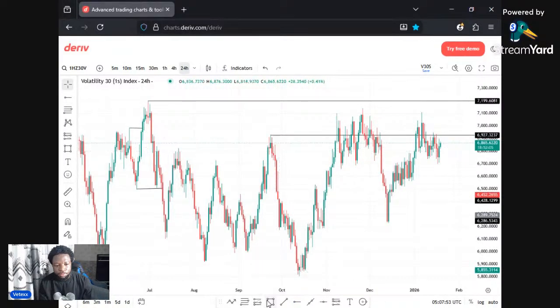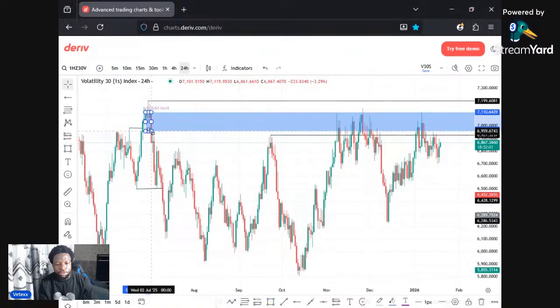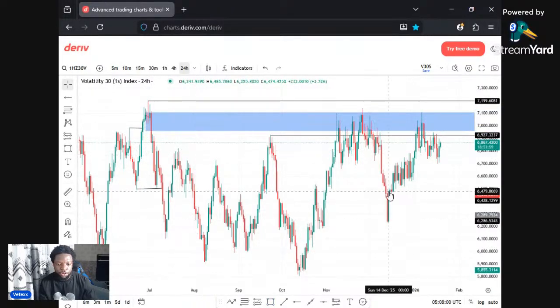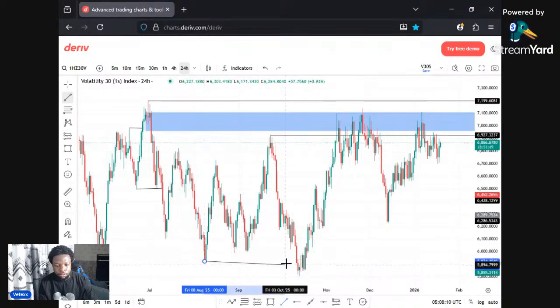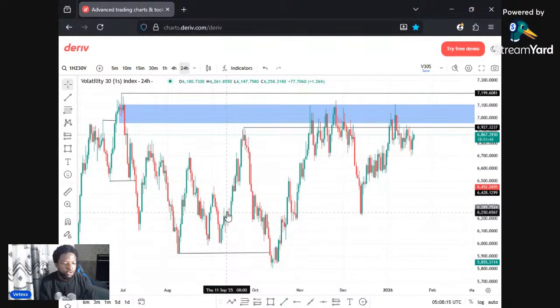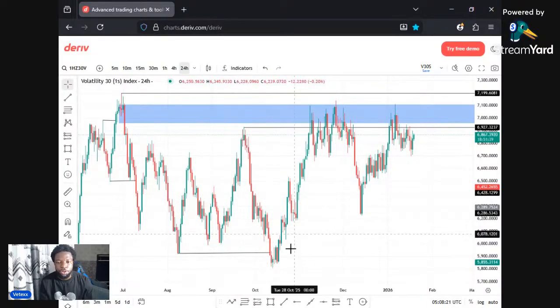Okay, and this zone becomes our POI. Our price needs to take out and start moving to the opposite direction. And this is our second break. So this makes this 24-hour time frame POI to be A plus. Okay, this is what makes it to be A plus.